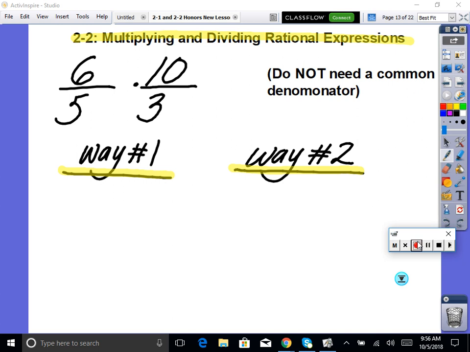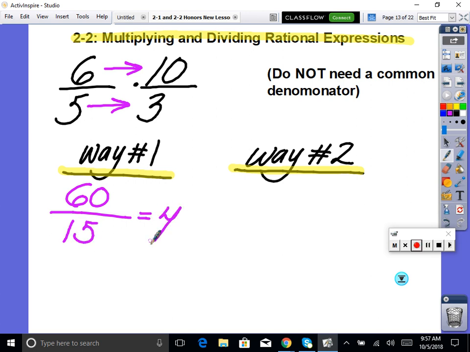So in multiplying fractions, remember we can multiply straight across. We don't need a common denominator, we literally just multiply straight across. I'm trying to make a point here. If we multiply straight across, the first way we could do it is actually multiply it out. 6 times 10 is 60, right? And then we have divided by 15, which is 4.